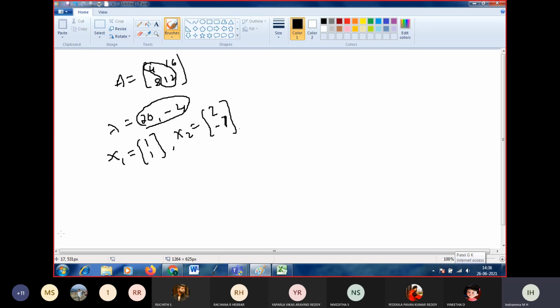Take down one more homework problem. Diagonalize the matrix A and find A square.